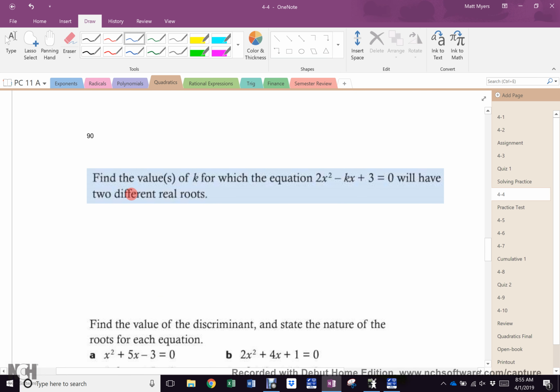You guys do that for this one now. 2 different real roots must be what? Greater than 0. Go.